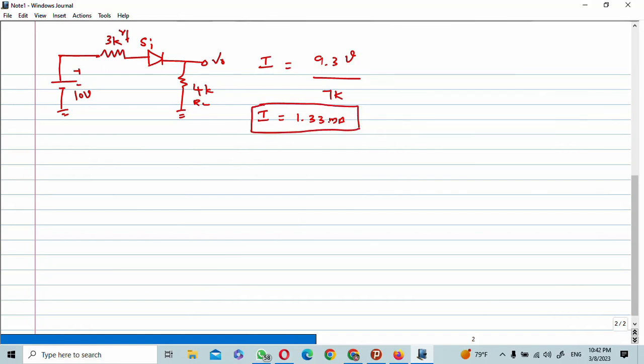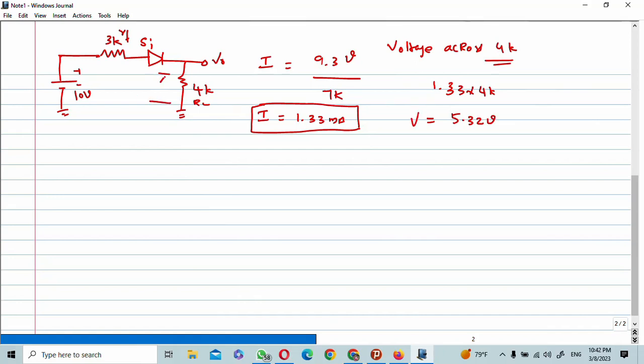1.33 milliampere current. But sometimes they will ask another question also: the voltage across the 4 kilo ohms resistance. So 1.33 into 4 kilo ohms. Finally 5.32 voltage will come across this resistor.